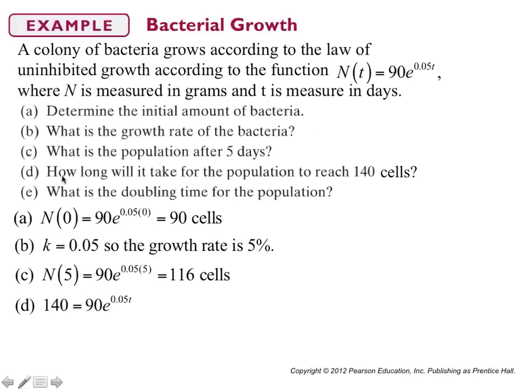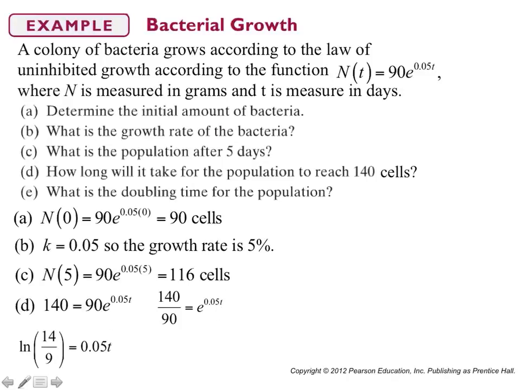And then for this one, it's asking how long is it going to take for the population to reach 140 cells. So instead of giving us time, they give us the amount of cells that we want. So we plug 140 in for N of t. So we say 140 equals 90 times e to the 0.05 t power. And we want to get e by itself, and then we're going to use natural log. So we divide. So we have 140 divided by 90 equals e to the 0.05 t power. And then we take natural log of both sides.